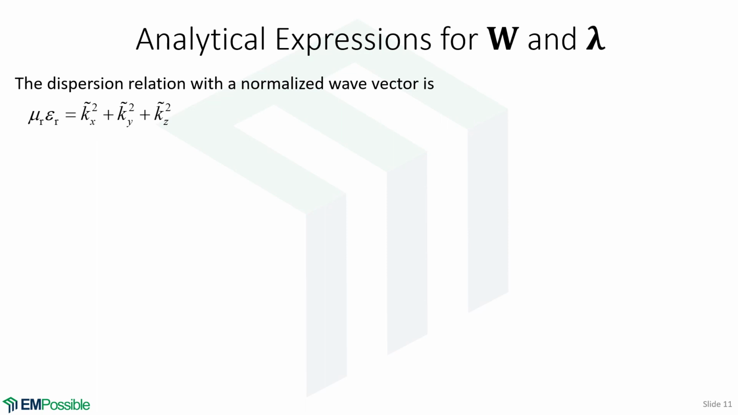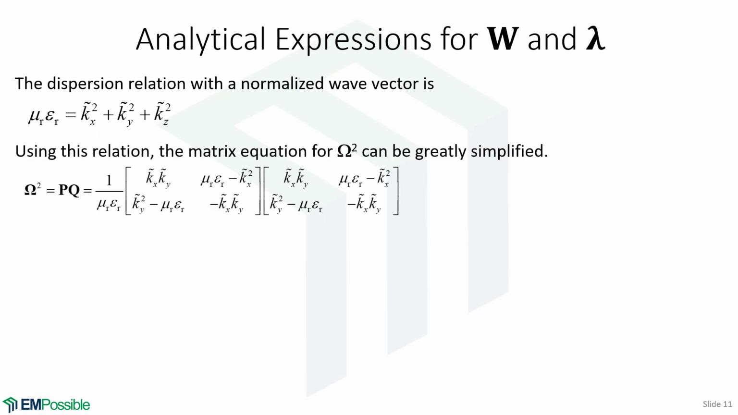So let's remember what the dispersion relation is in LHI media. We've written it here, and these are with normalized wave vector components. That's why there's not a k0 squared sitting over here. So file that away. Now let's look at our omega squared matrix. Up to now, we're thinking in our heads, we're going to build the P matrix, we're going to build the Q matrix, we're going to multiply them together, and that gives us our omega squared matrix, and then we calculate eigenvectors and eigenvalues. Okay, so here's what that would look like if we multiply P and Q together. Now, armed with this dispersion relation and a lot of algebra, something really neat happens.